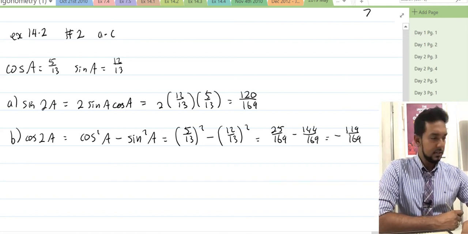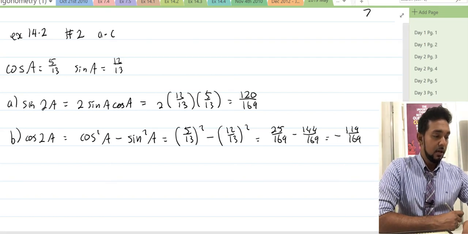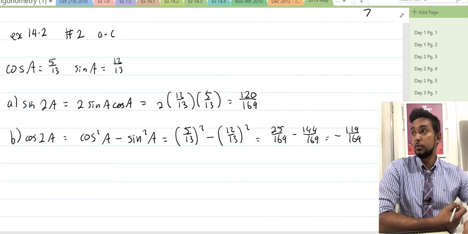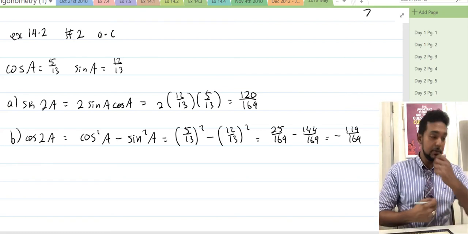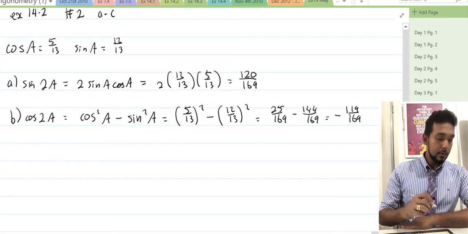Right? Does that make sense? They told us that A was acute, and if you double A, you might end up in the second quadrant. So 2A might be obtuse, and the cosine of an obtuse angle is negative. So that is possible. All right.